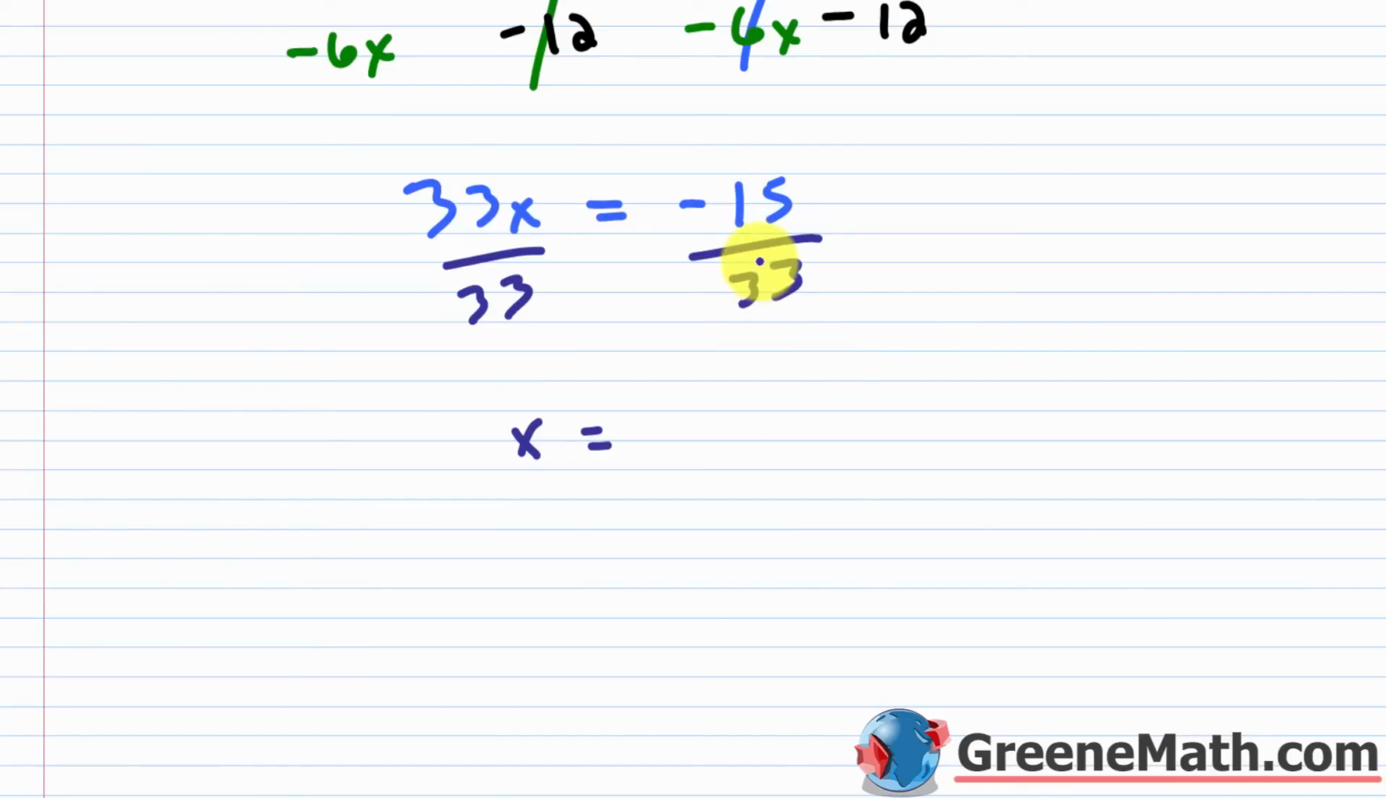Negative 15 over 33. Well, we know this is negative, and this is not going to be an integer or something like that. So we really just want to think about simplifying the fraction 15, which is 5 times 3, over 33, which is 11 times 3. So let's just go ahead and cancel this 3 with this 3. So I'm going to report my answer as negative 5 elevenths. So x is equal to negative 5 elevenths, like this.